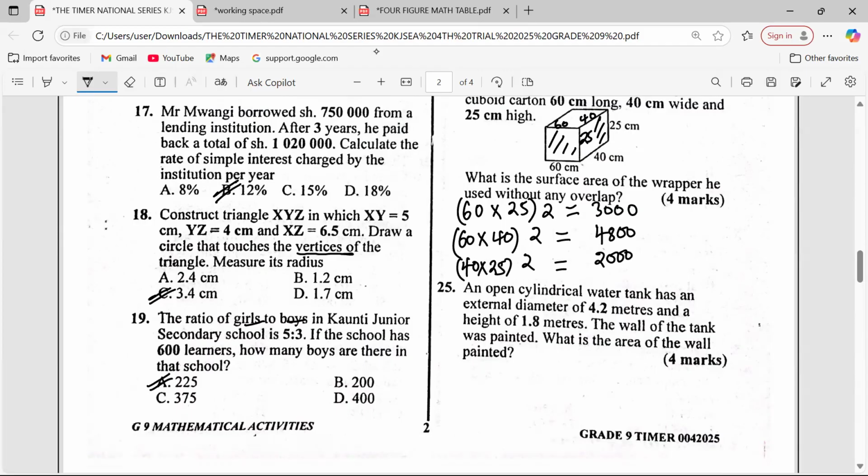Then now we can get the total by adding everything. So the total surface area should be 9800 square centimeters. Yeah, so we work with square centimeters because we have not been instructed to convert this to any other units of area. So that is it.